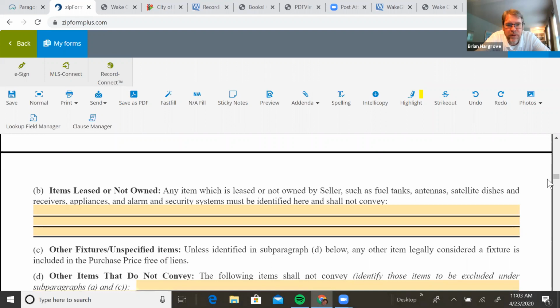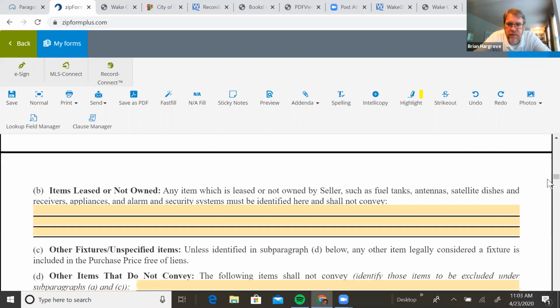Items leased, not owned. Any items which are leased, not owned by sellers, such as fuel tanks, antennas, satellite dishes and receivers, appliances, and alarm security systems must be identified here and shall not convey. Now, this is a seller's disclosure. So you can look on the MLS to see if they've disclosed that the Ring doorbell system doesn't convey. The property disclosure should mention anything that's leased and that shouldn't stay.